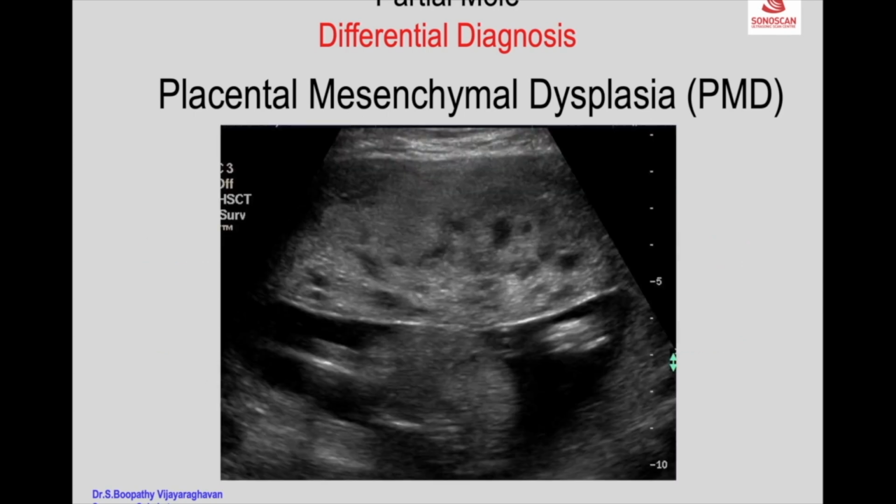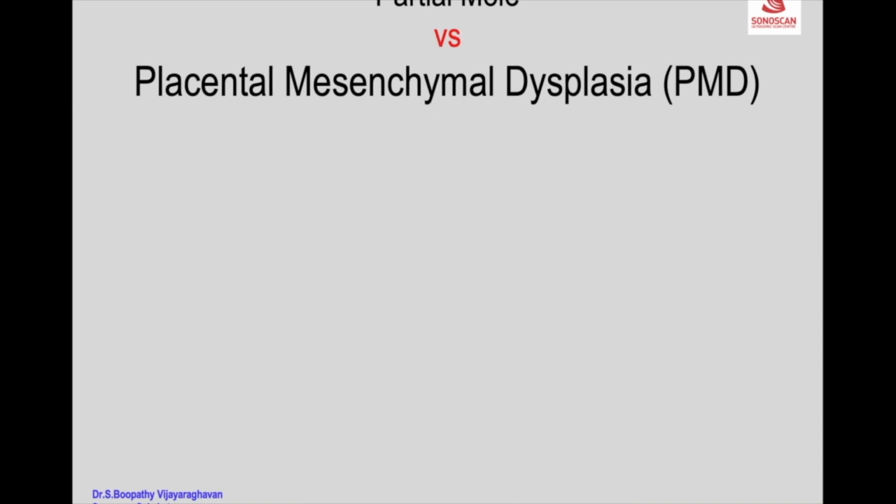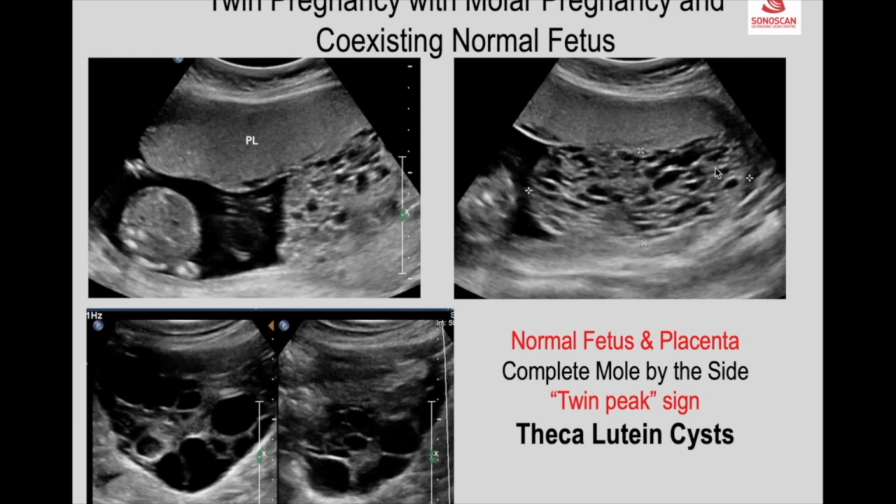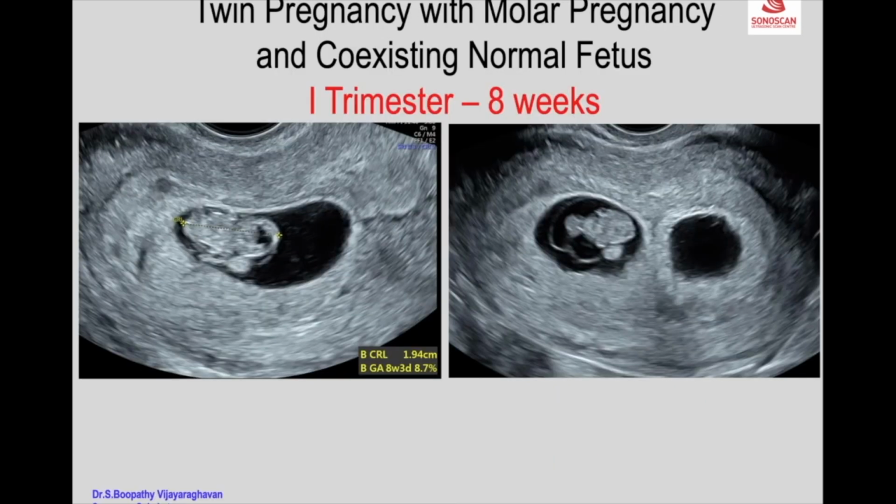So this is an example of placental mesenchymal dysplasia. You see the placenta increased in thickness, and you see the cystic spaces, and there is a fetus which was normal. Coexistent mole and fetus, and this also can have theca lutein cysts of the ovaries because of the elevated beta HCG. So coexistent mole and fetus in very early pregnancy.